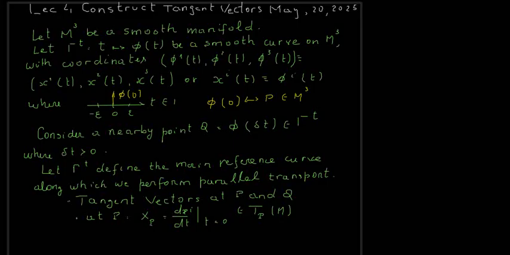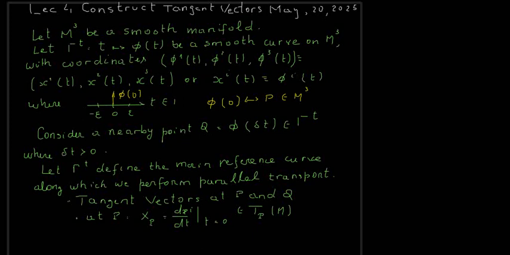So, let the manifold M, a three-dimensional manifold, be smooth. Let gamma of t, such that t maps to a function of t, be a smooth curve on M3 with coordinates phi1, phi2, and phi3, which correspond to x1, x2, and x3, or x^i of t is phi of t. Here i is a free index, okay? In this case, in three dimensions, i is equal to 1, 2, 3.